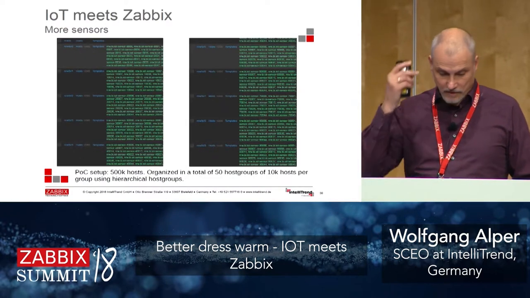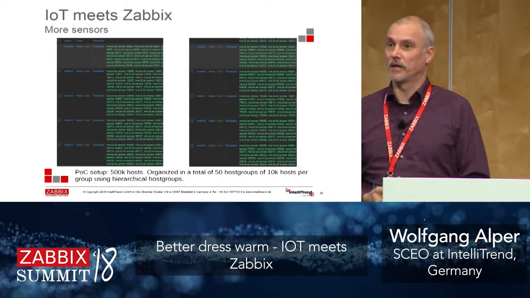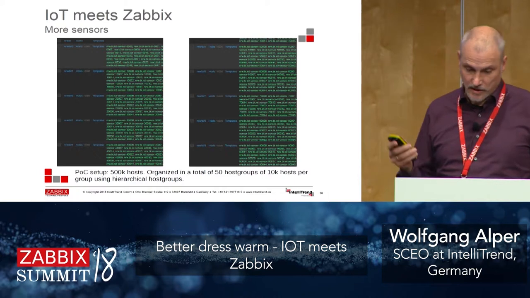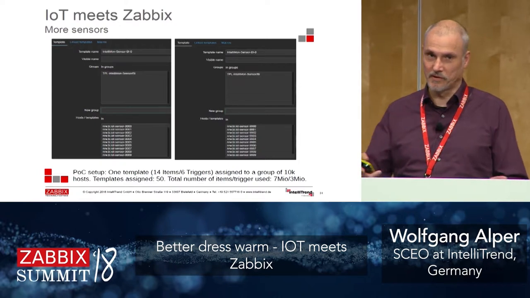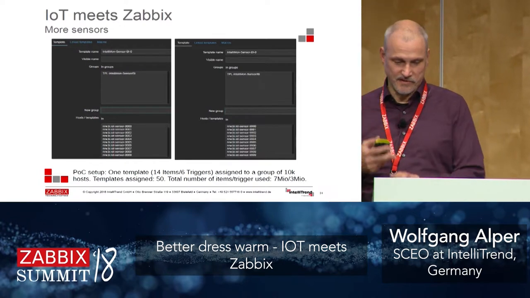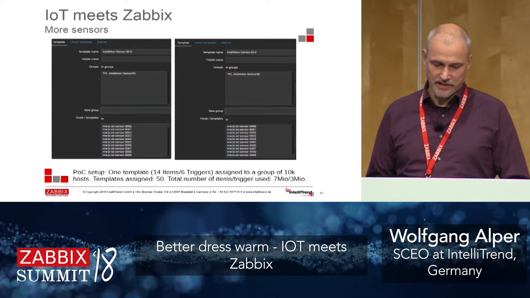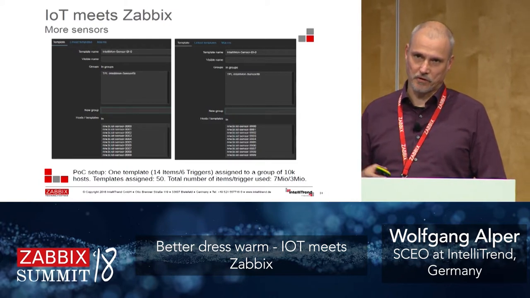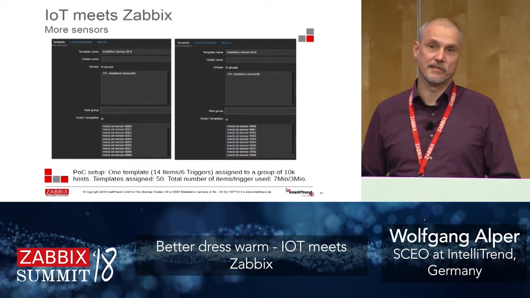And for the POC setup, we did the following. We defined 50 host groups. Each host group was populated with 10,000 hosts. So we end up with 500,000 hosts. And then we used our sensor template with 14 items and 6 triggers. That was basically the template that you have seen before for the latest data stuff, with like checking the VCC and the restart reasons and some other stuff. So what we did is we assigned one template to a group of 10,000 hosts. So that way we reached 7 million items and 3 million triggers, and then we started.